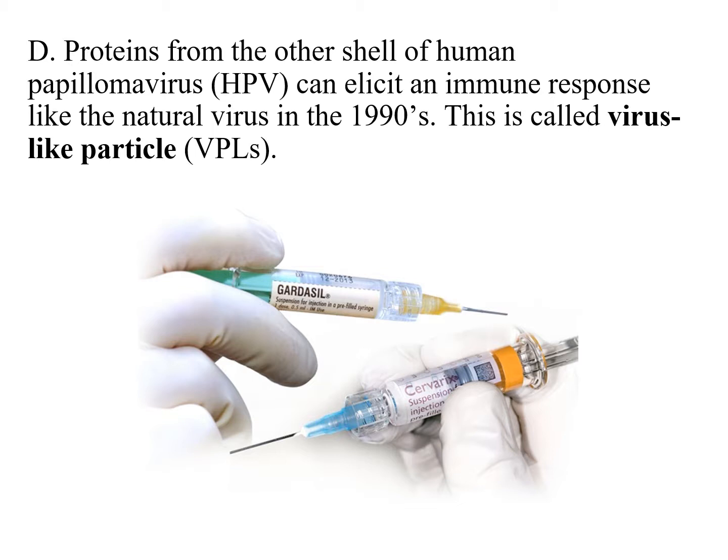The next type of subunit vaccine we will talk about is virus-like particles. So proteins from the outer shell of the human papillomavirus can elicit an immune response, like the natural virus from the 1990s. So the protein is called the virus-like particle.